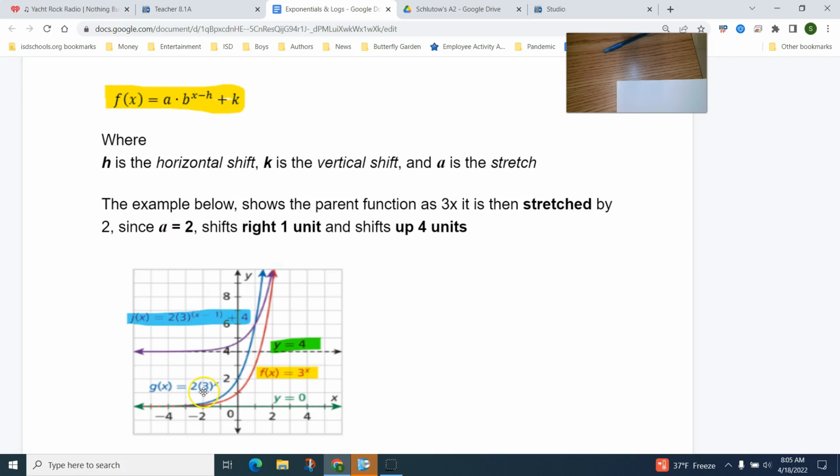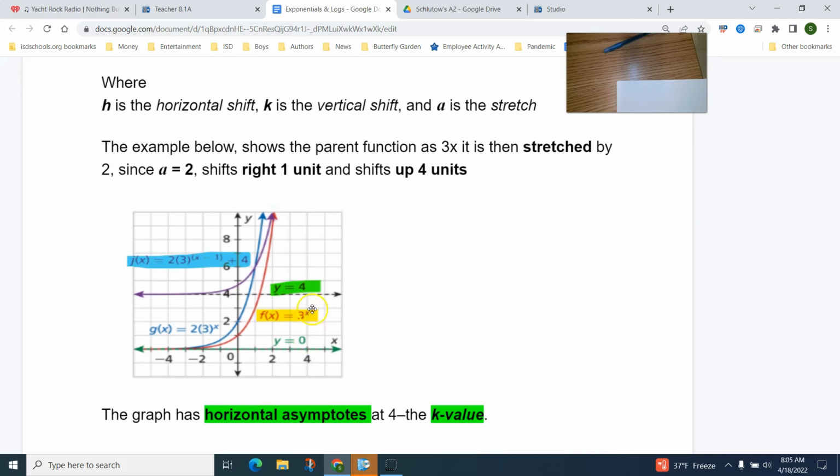There's your stretch. So what was red, the parent function, is now blue with that stretch, just a little bit higher. And then it shifts right 1 unit and up 4 units. So what was here is now shifted to the right 1 in the purple. X minus 1 goes right 1 and 4 goes up.